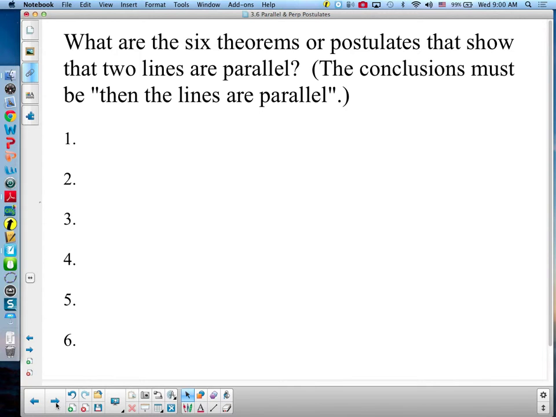What are the 6 theorems or postulates that show that two lines are parallel? The things that we've talked about yesterday and today, that in the conclusion say, then the lines are parallel. Yesterday, what did we have that said, then the lines are parallel? Look at your notes if you need to, it's right in front of you. Give me one. Alternate interior angles converse theorem. Okay, he did get converse.